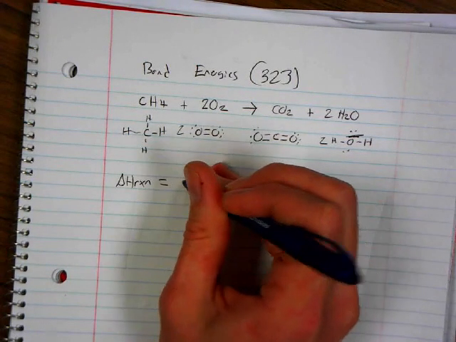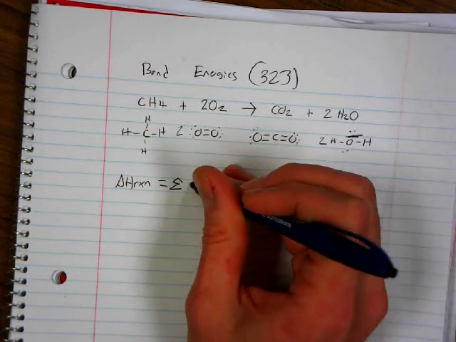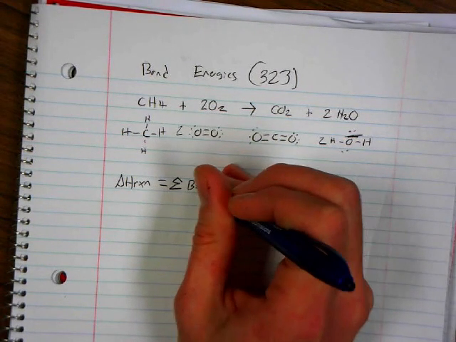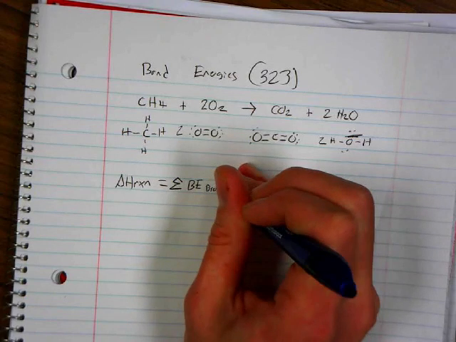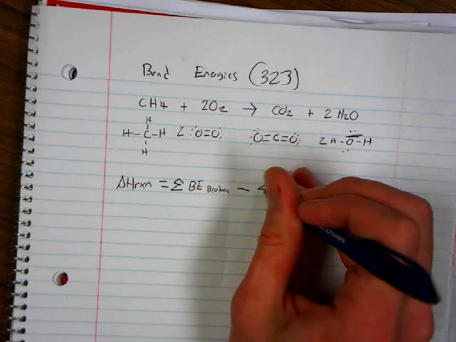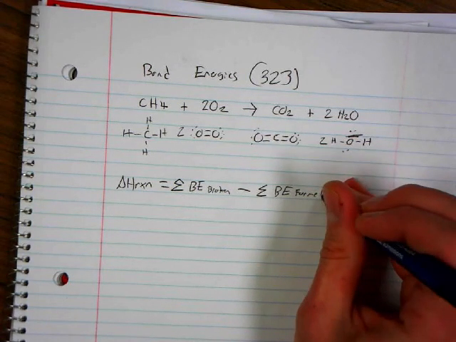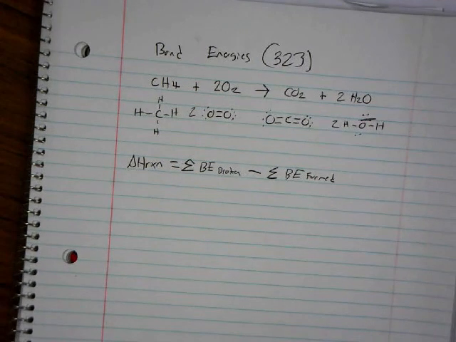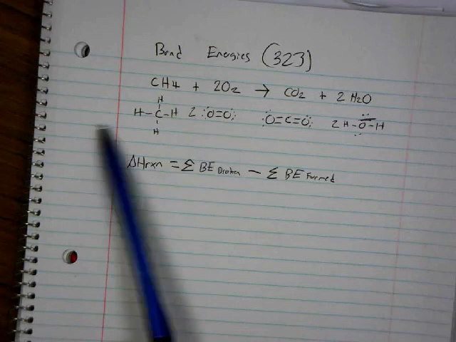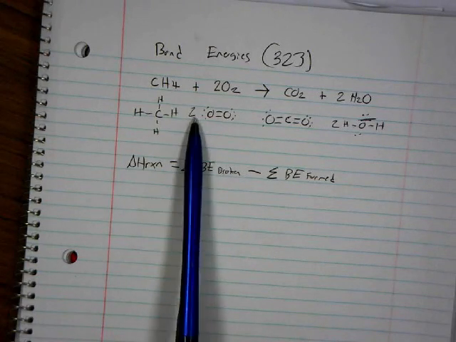The equation for bond energies is delta H reaction is equal to the sum, so this is very similar to what we've been doing, of the bond energies of the broken bonds minus the sum of the bond energies of the formed. This is a little bit different than what we've been doing, because everything up to this point has been products minus reactants. This is technically the opposite, right? Would you agree that this is technically the opposite?